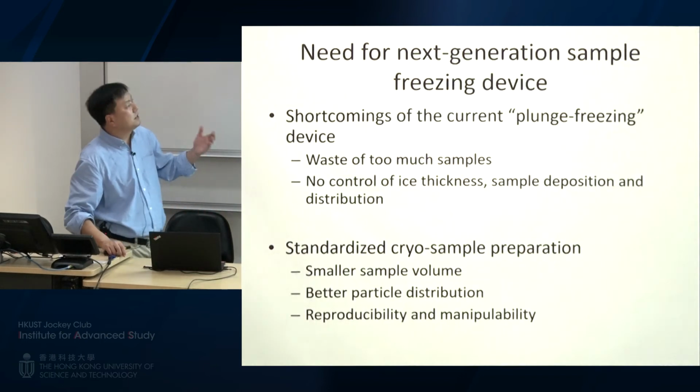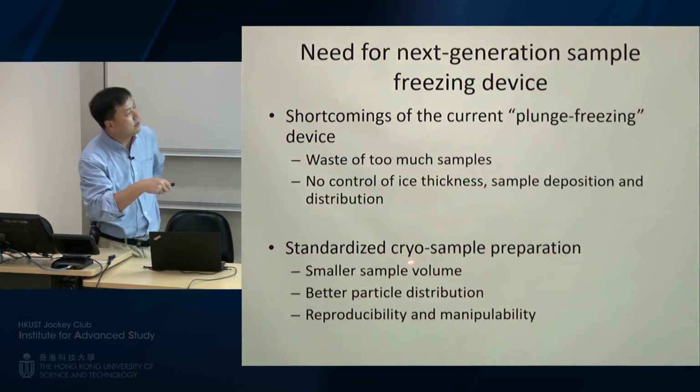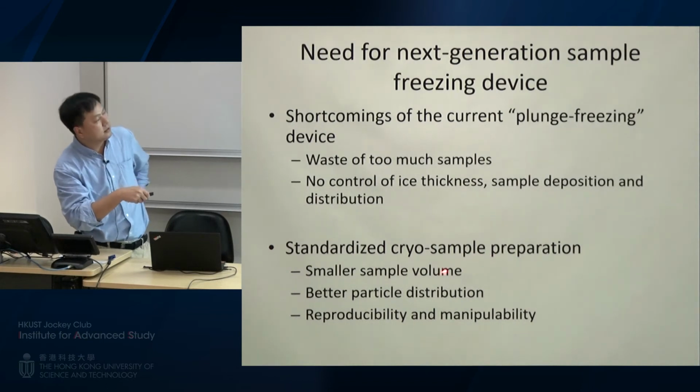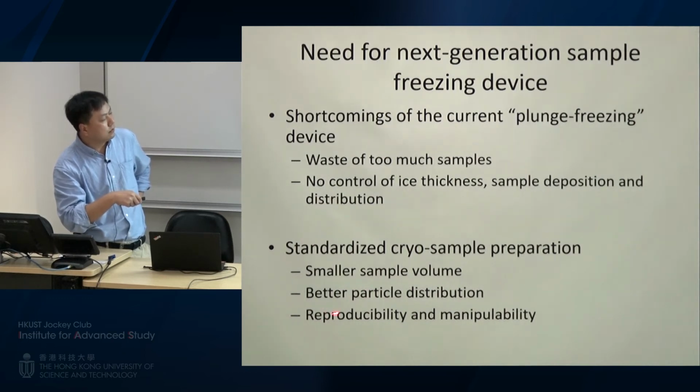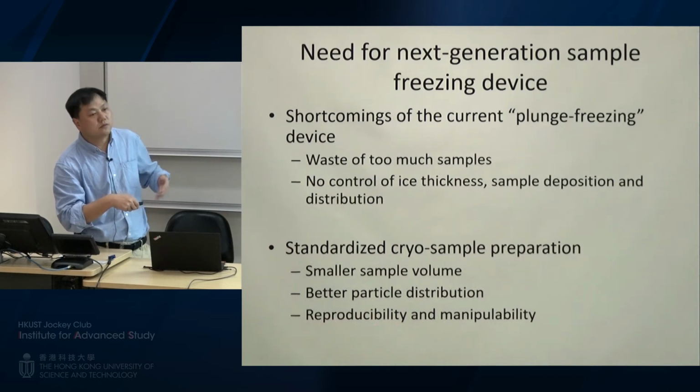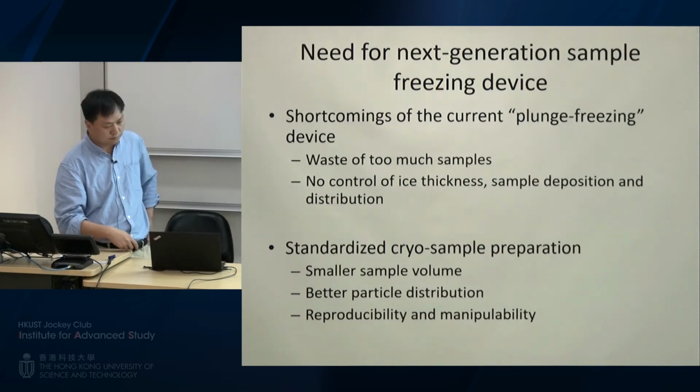So that means we will need a new generation of a cryo-sample preparation device. It will use less sample, and it can give us a better distribution of particles. Most importantly, it should be able to provide good reproducibility, and then we can use this device to test the different conditions.